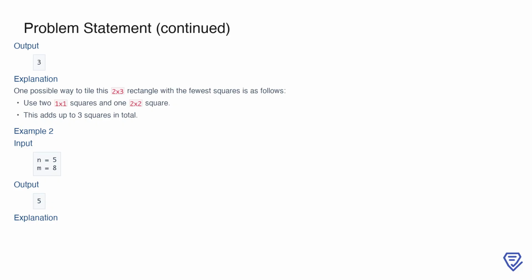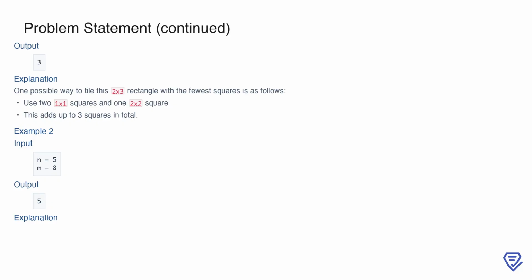In the first example, the rectangle has dimensions n equals 2 and m equals 3. The output is 3, meaning the rectangle can be tiled using 3 squares. One possible arrangement is to use one 2x2 square and two 1x1 squares. This configuration covers the entire 2x3 rectangle with no overlaps and uses the minimum number of squares.